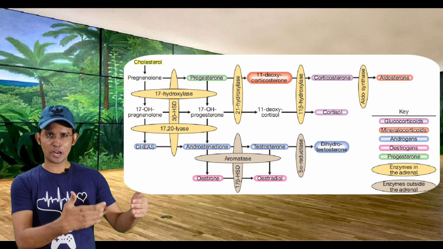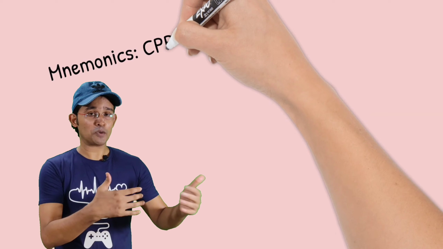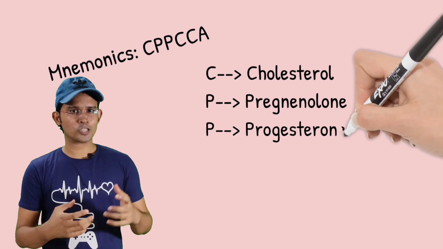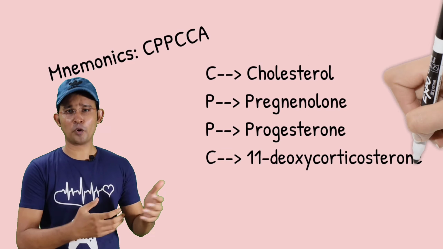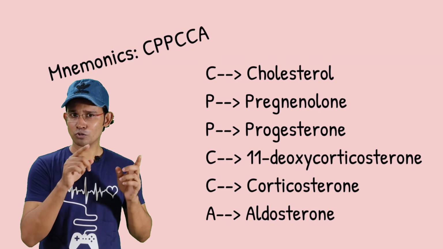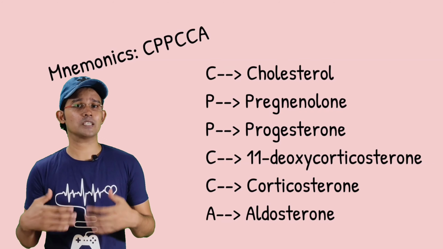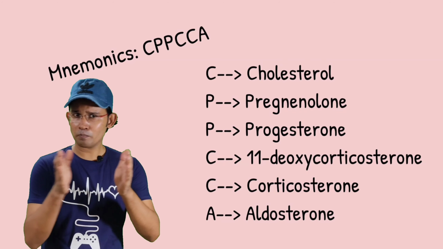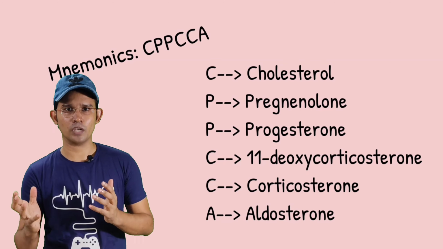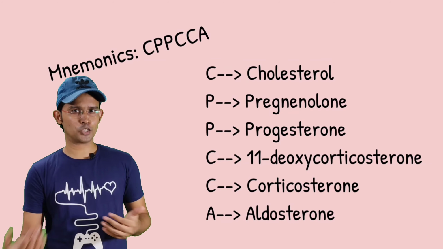Now first I'll talk about the mnemonic, how you can remember step by step. The mnemonic is CPPCCA. C for cholesterol, P for pregnenolone, P for progesterone, C for 11-deoxycorticosterone, we need to focus on C because it is easy to remember. The next is C for corticosterone and A for aldosterone.